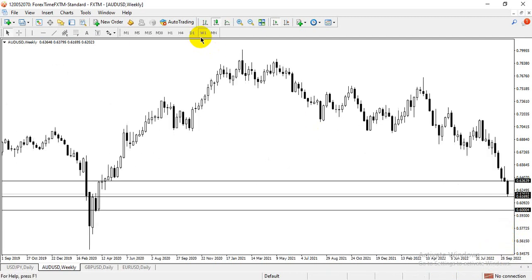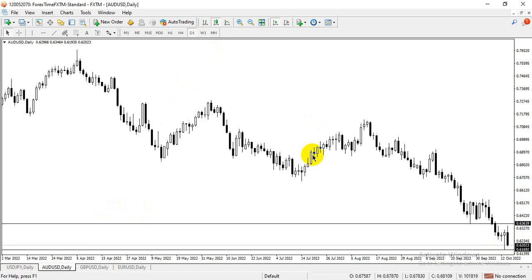Now let's check the weekly chart. This is the area we're talking about. You can see there is also a level around this area, and this is it. The market pulled back and it was rejected. So we can see a very clear bearish pin bar around this area.